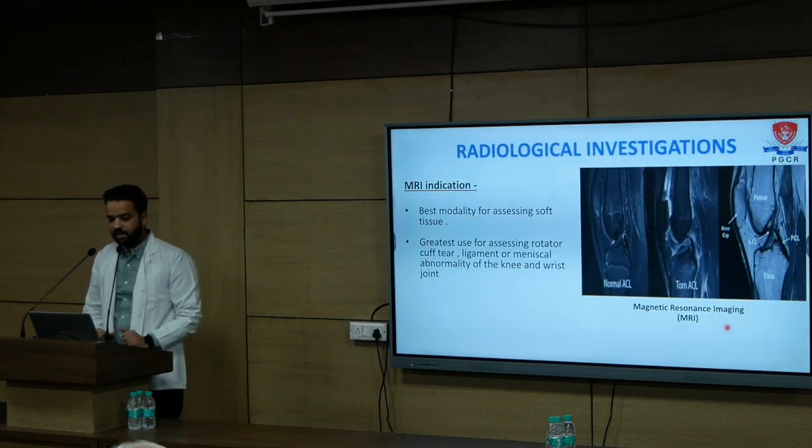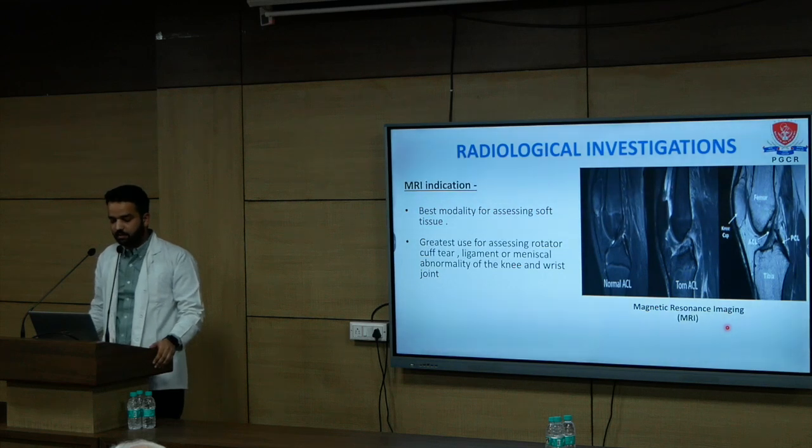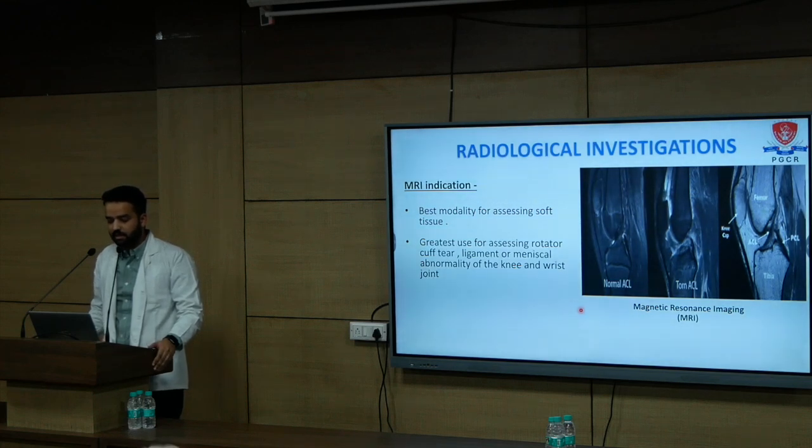The next is MRI. MRI is the best modality for assessing the soft tissue. As we can see, that is an MRI of the knee joint in which the ACL is intact, but in other cases we can see that there is a torn ACL. And the greatest use of MRI is for assessing rotator cuff tear, ligament or meniscal abnormalities of the knee and wrist joint.